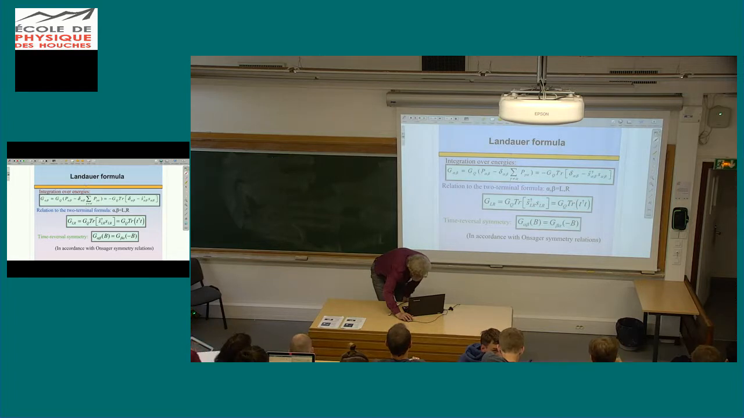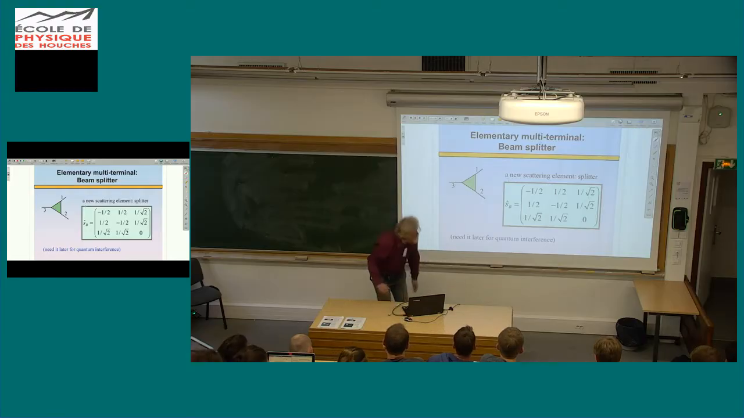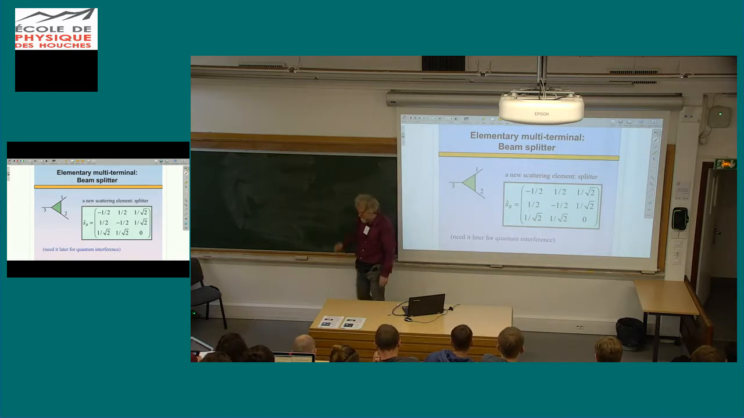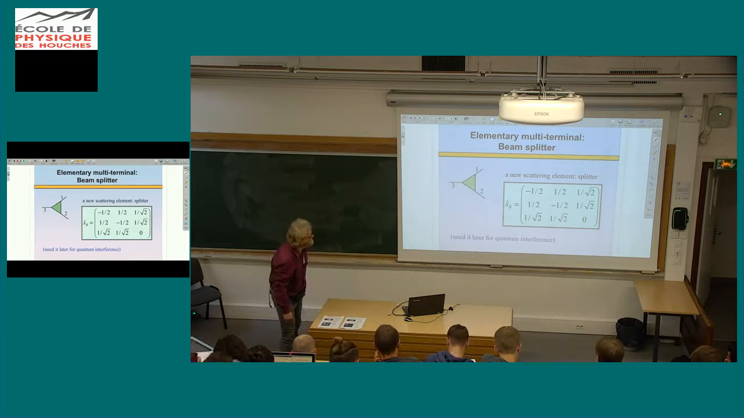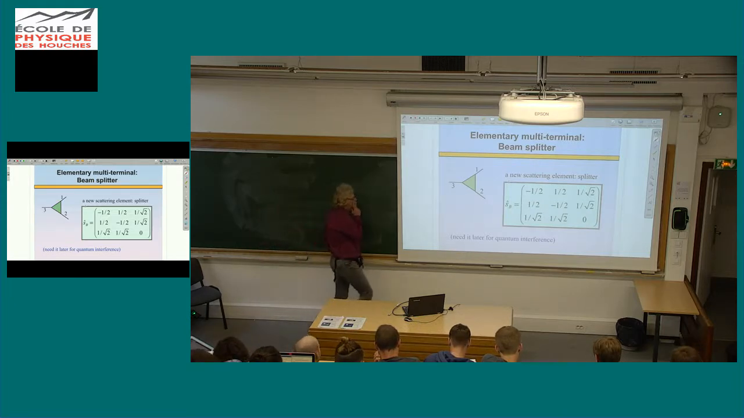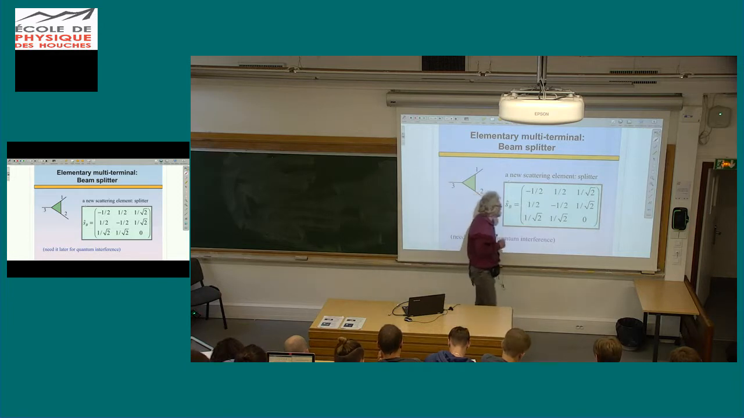All right, that's how one can compute conductances, but yeah, it's pretty trivial. Let's turn to concrete examples. Let's talk about the beam splitter. Beam splitter, simplest multi-channel structure. It has 3 leads, 3 incoming waves, 3 outgoing waves. So the scattering matrix is eventually a 3 by 3 matrix.